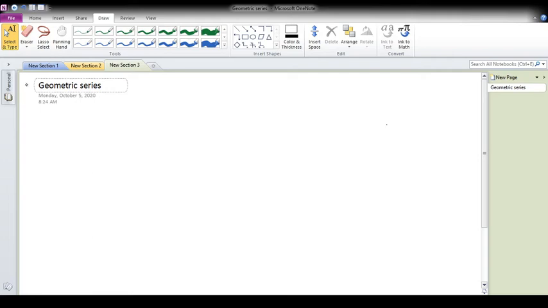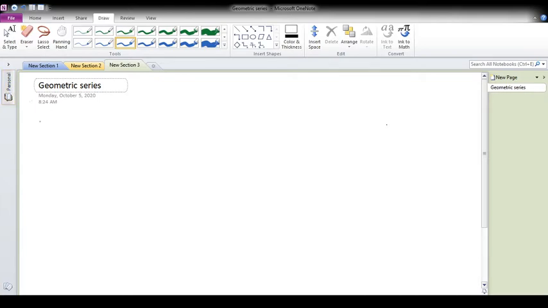Today I will teach geometric series. I already explained what a series is, what convergence is, and the meaning of convergence. Here I define the geometric series.